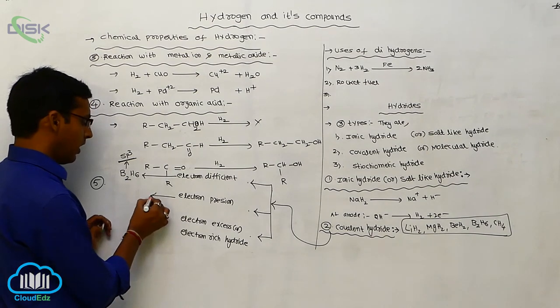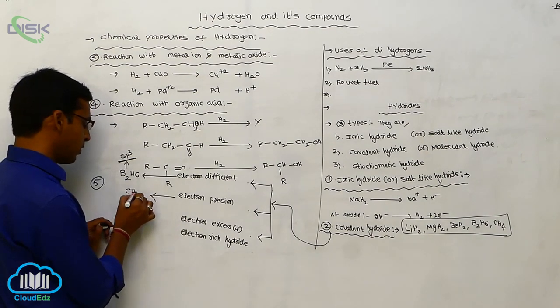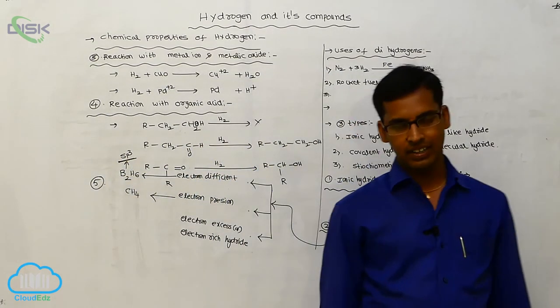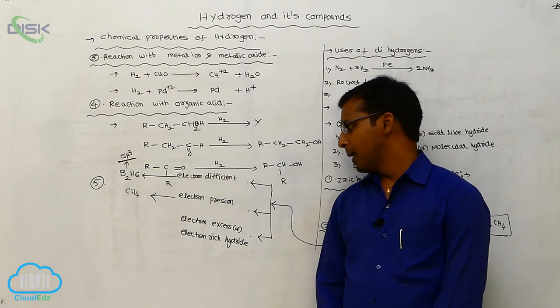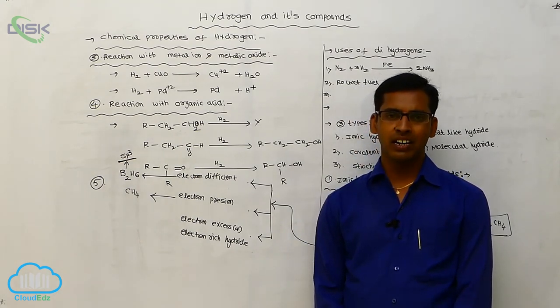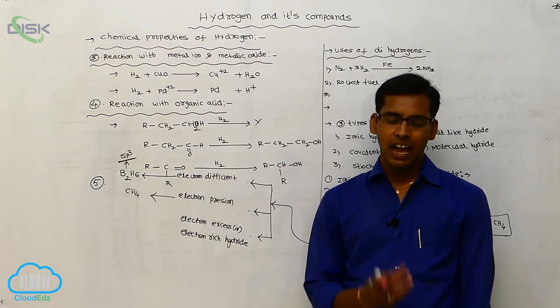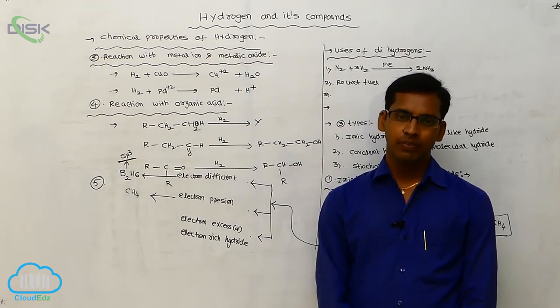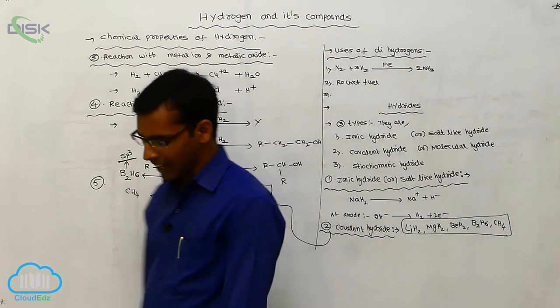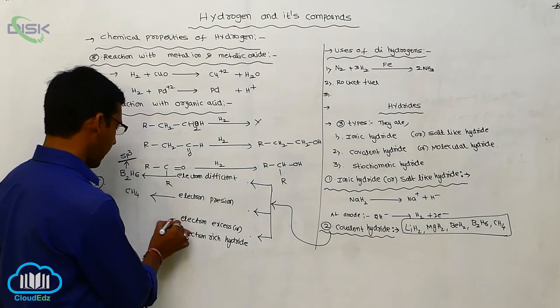Electron precise. For electron precise, the example I consider is methane. Methane is a covalent hydride. In this methane, a sufficient number of electrons are arranged around the carbon. It gets octet configuration.